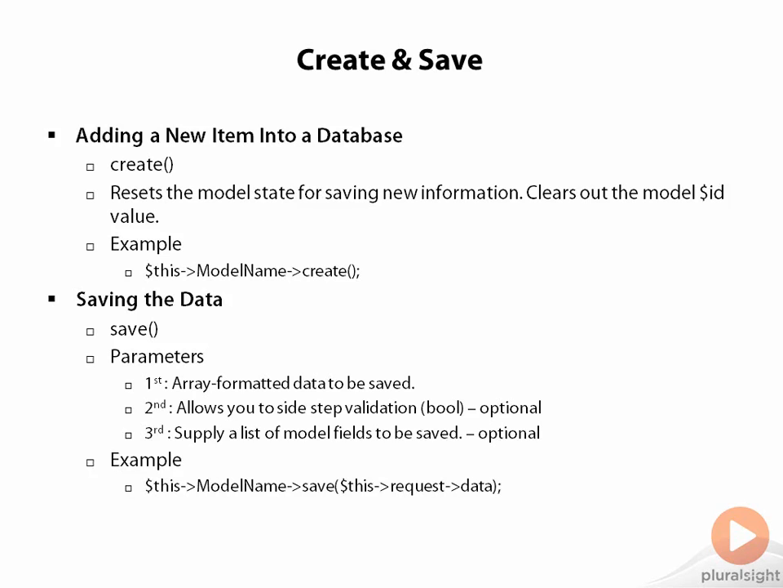For example, we would type out this, our model name, and then the save method. As a parameter, we would pass in the data that we want to save, and in this example we're passing the data directly from the form into our save method.